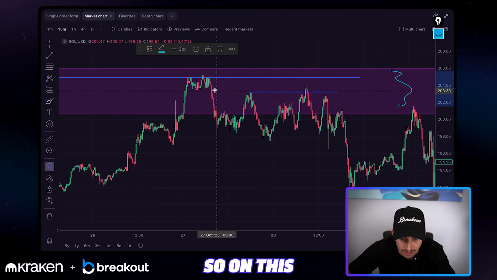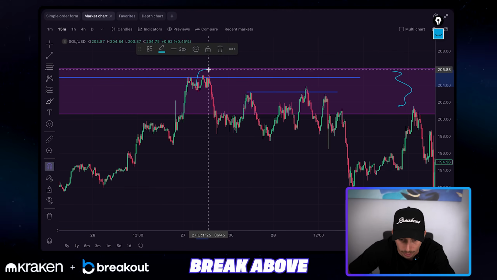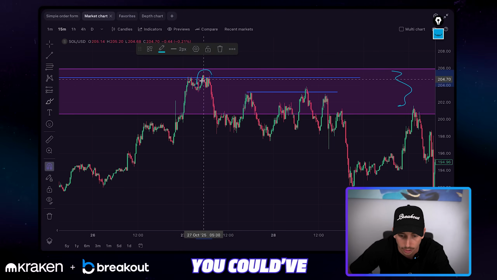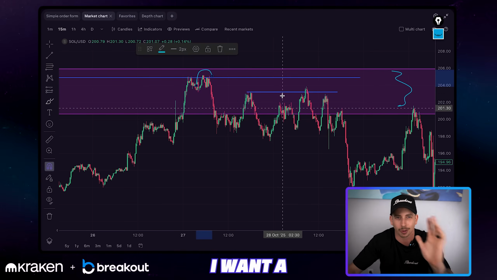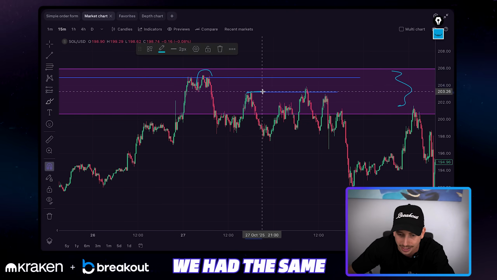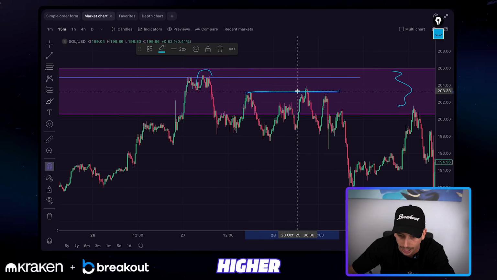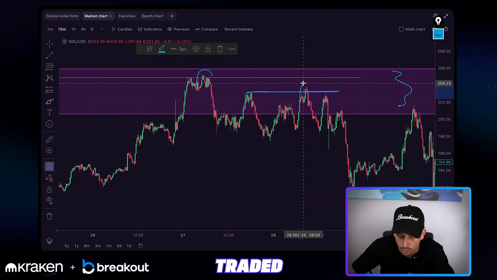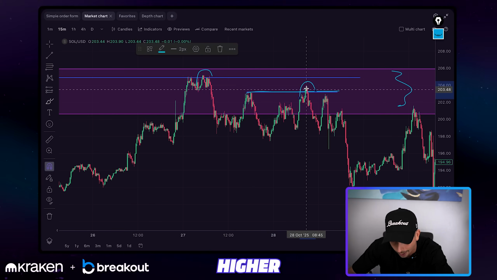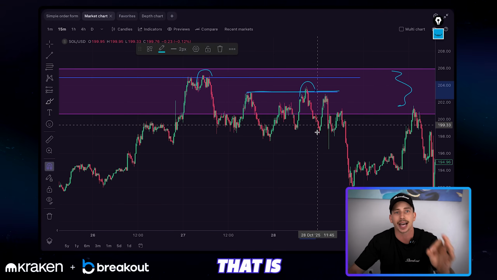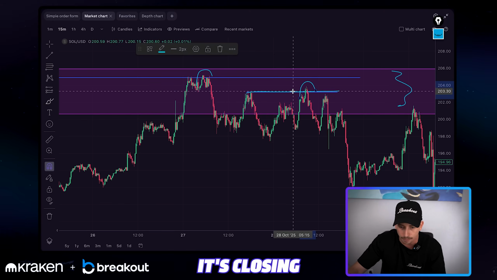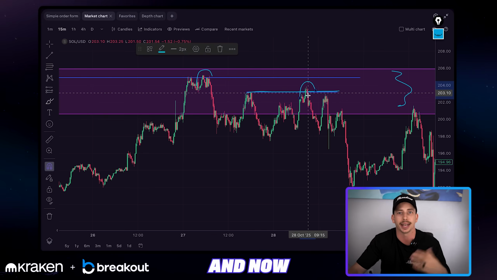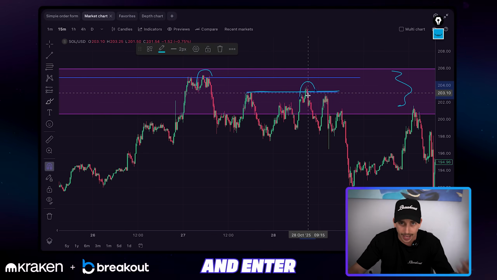So on this instance here, where we failed to break above the high and then broke down, you could have shorted, but you maybe want to say, I want a little bit more confirmation. We had the same setup here again, failed break higher. So price came above this high, traded above it, and then failed to break higher, had a big move back down. That is your trigger. It's closing back below that old high, and now you can actually go ahead and enter the trade.